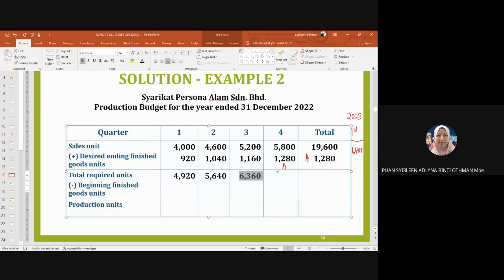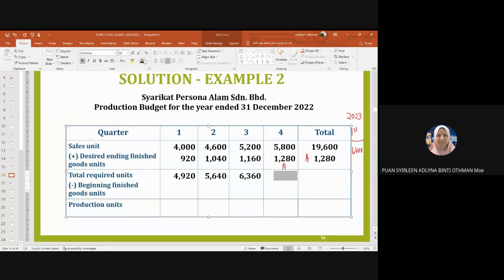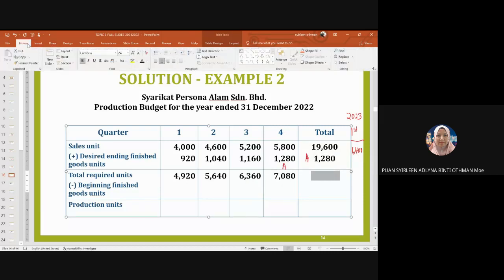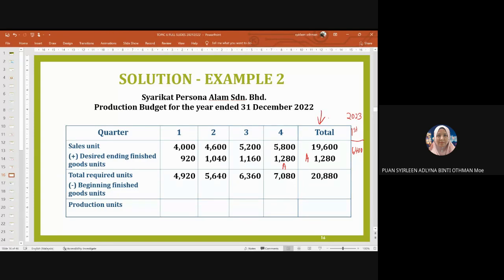Lepas tu, the third quarter, okay, dia akan jadi 6,360. Okay, the fourth quarter, okay, 5,800 plus 1,280. Okay, dia akan jadi 7,080. Okay, and the final one here, you ambil 19,600 plus 1,280. Okay, ini adalah untuk total column. Make sure you are very careful with these figures.